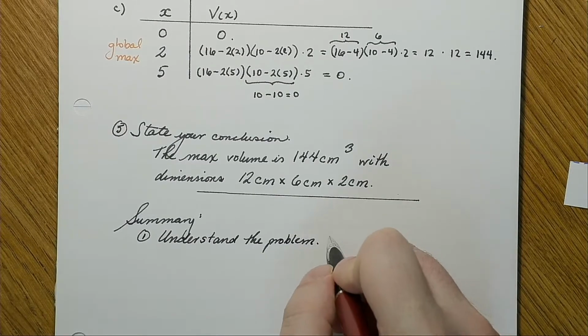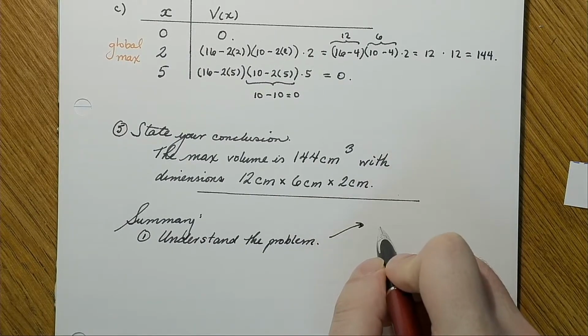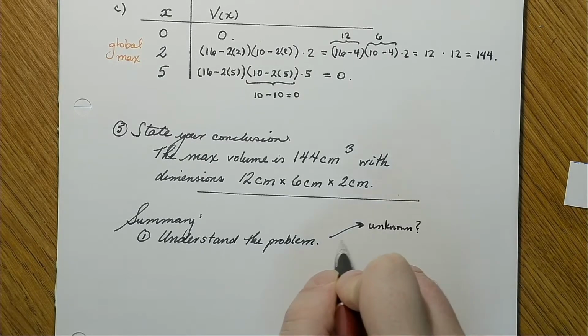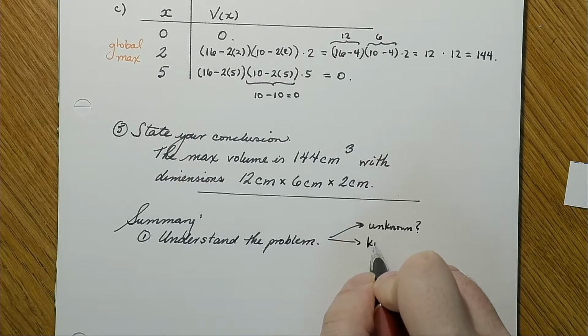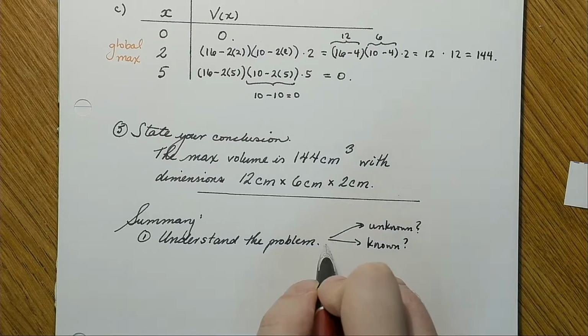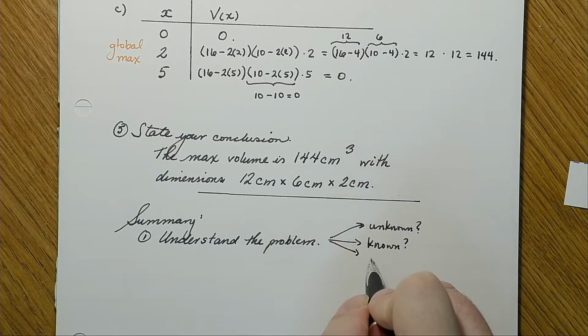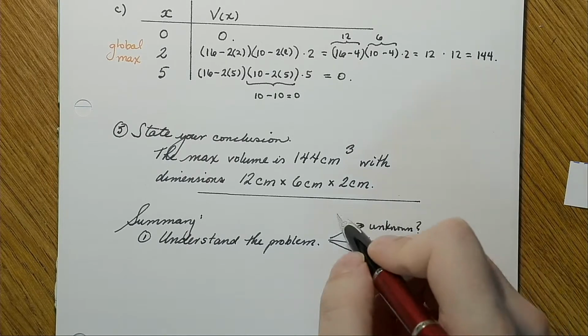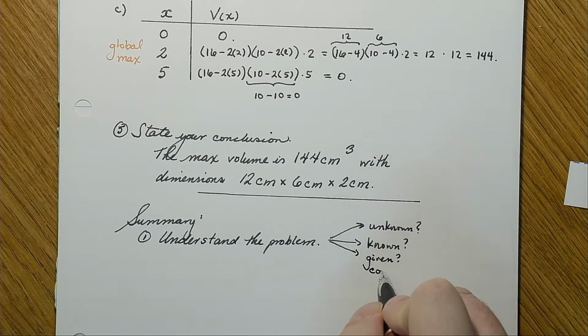Again, you should be asking yourself questions like, what is unknown? What's known? What's given? What are some conditions?